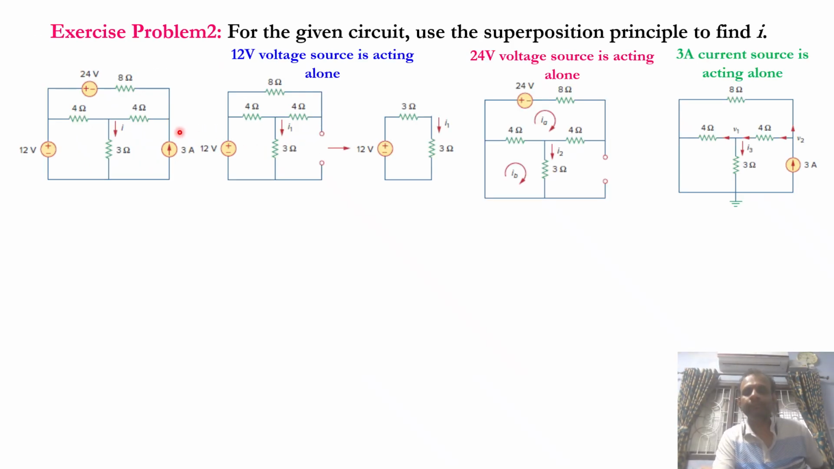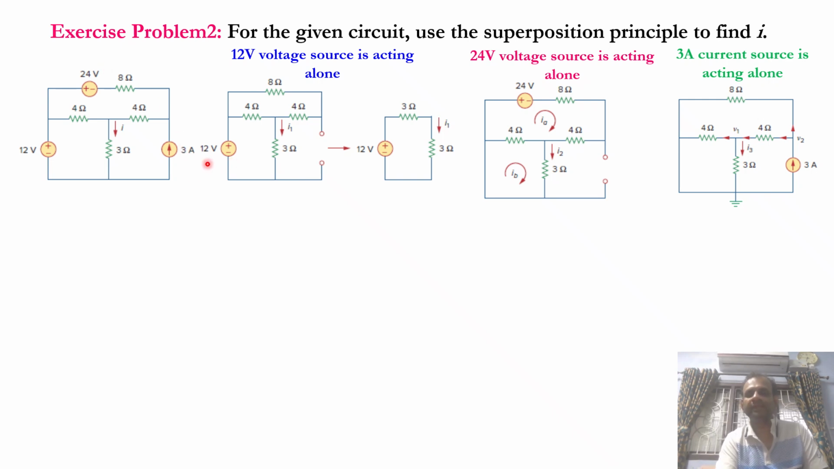The second problem, you have to find I. The circuit is given. So you have three sources again, 12 volt, 24 volt, both independent, and a 3 ampere current source that is also independent. So it is an easier circuit compared to the previous one. So how to solve this? There are three sources. So what you do, retain one source, make the other two 0.